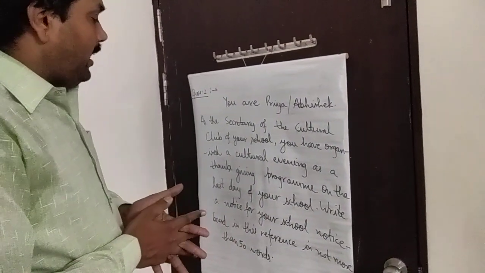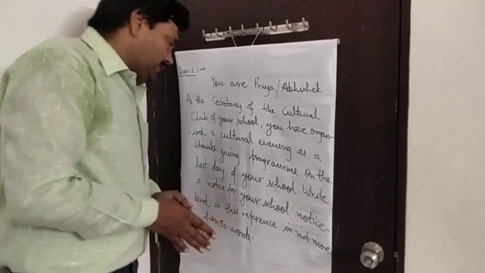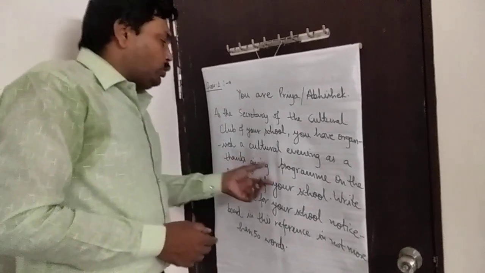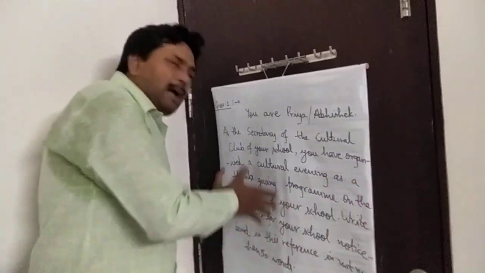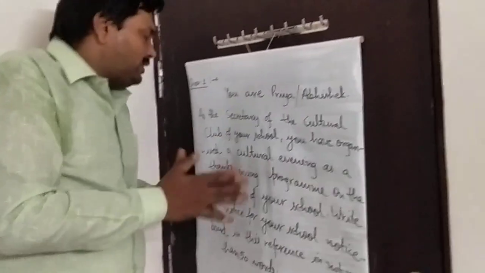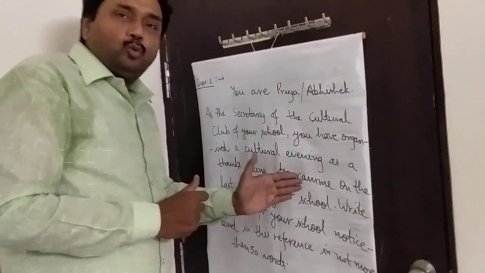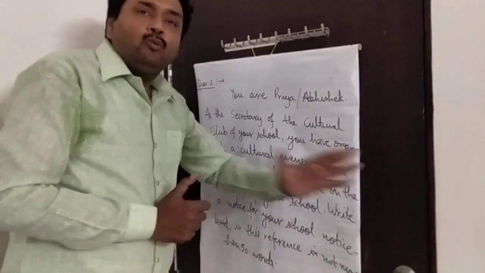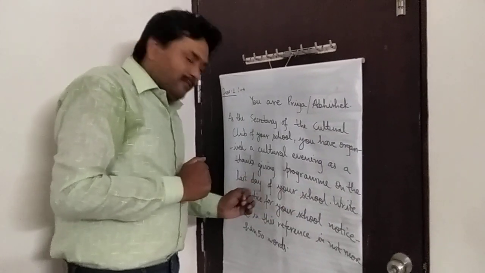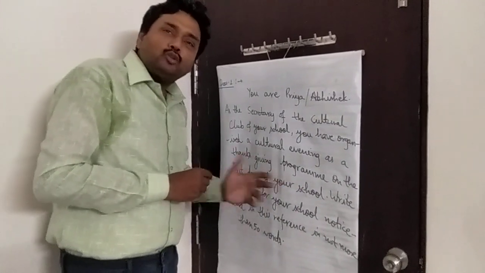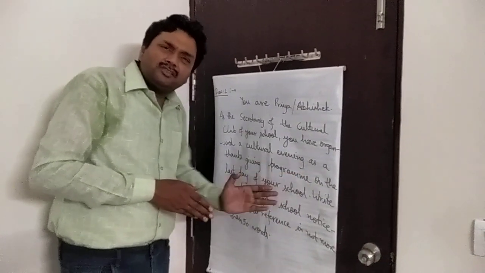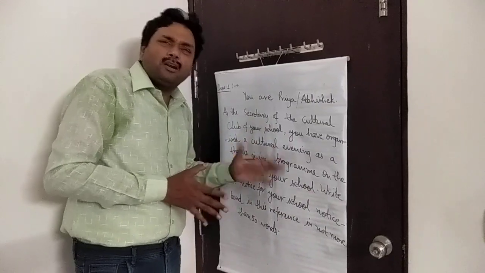Then what do you do? Then you will start, you will write that the cultural club of our school is organizing a program. I'm talking about the content. How will you write the content? The cultural club of our school is organizing a program on the last day of our school as per the rules given below. Dash, then write date, then write venue, school auditorium or whatever, time 6 p.m. onwards, 7 p.m. onwards, 5:30 onwards, whatever.